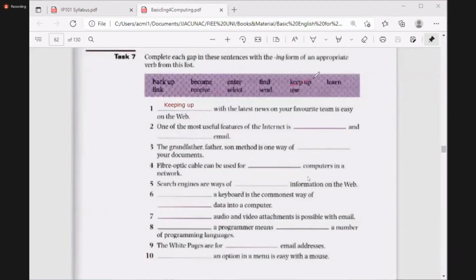Keep up. Different color to notice this. Keep up. Okay. Then, what about the email? Could be receiving. Okay. Sending and receiving. Let's use that meanwhile. Sending and receiving emails.